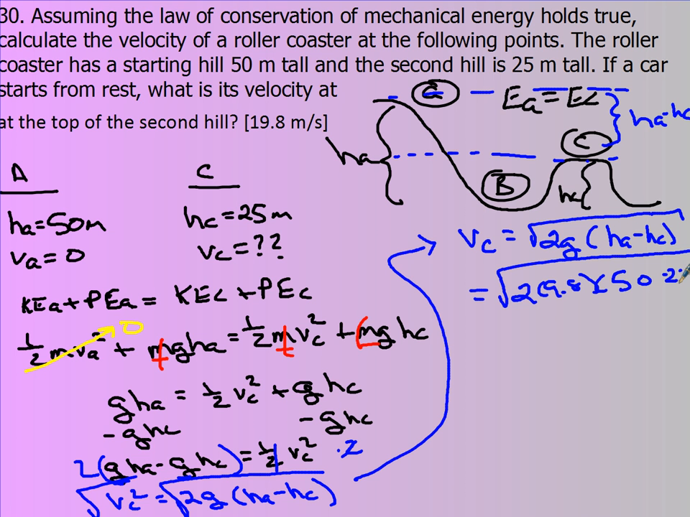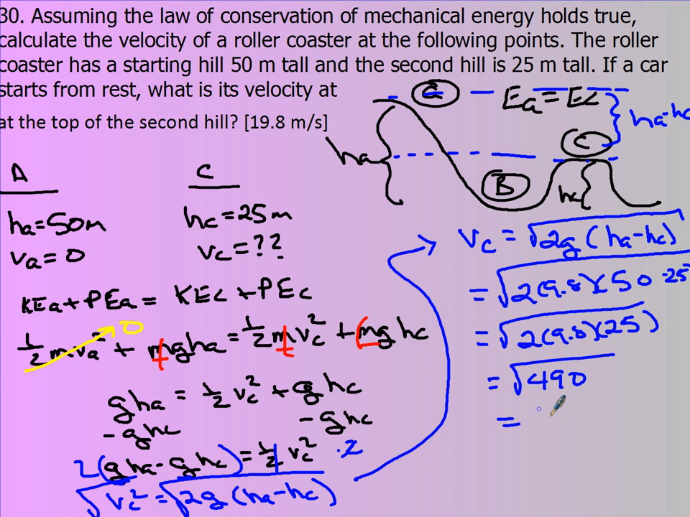Now go on and do that subtraction. It's the square root of 2 times 9.8 times 50 minus 25, which is 25. Once again, go on and put this in your calculator. 2 times 9.8 times 25 is 490. So this is the square root of 490. And when I square root that, I get 19.8 meters per second.